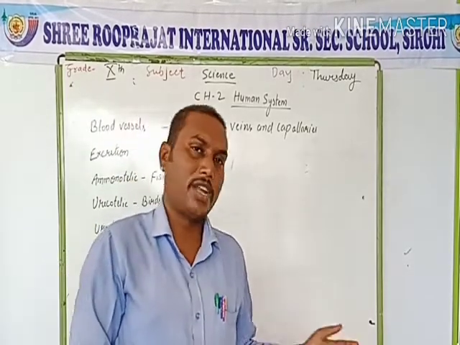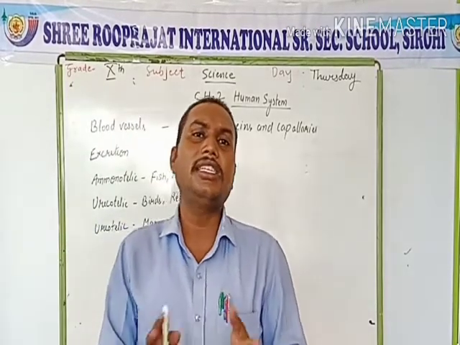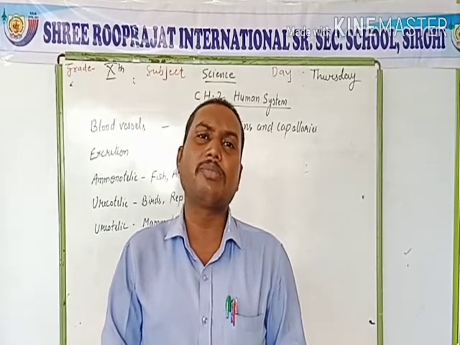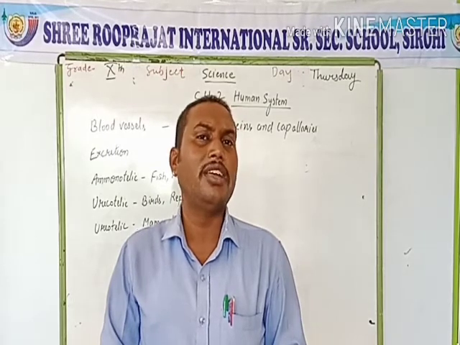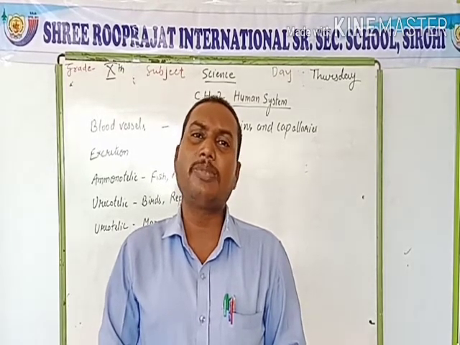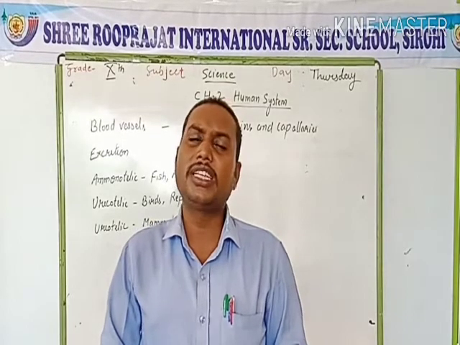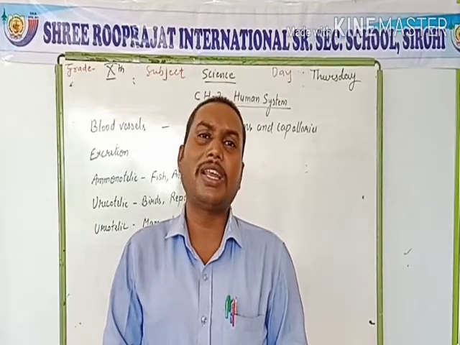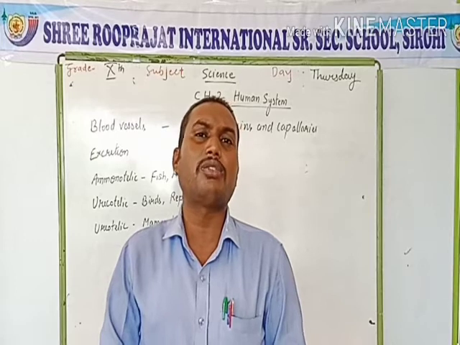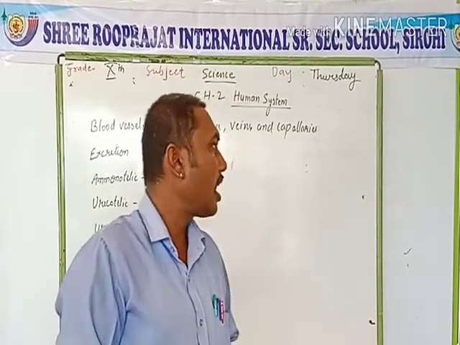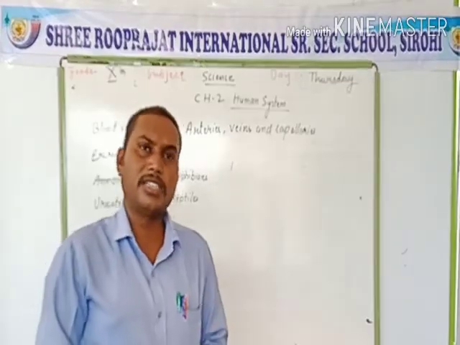Next, the capillaries. When the arteries enter the organs, they break down into many fine branches, and these branches have very fine blood vessels known as capillaries. In these capillaries the exchange of gases and exchange of materials takes place in the organs. So these are the three types of blood vessels.